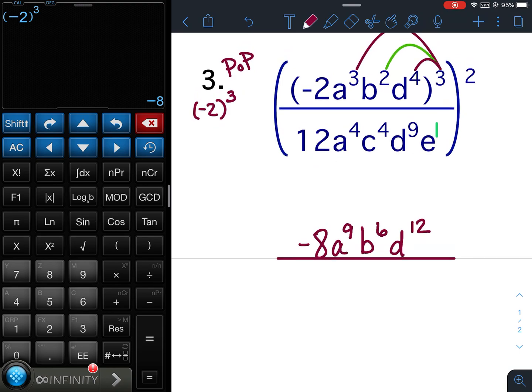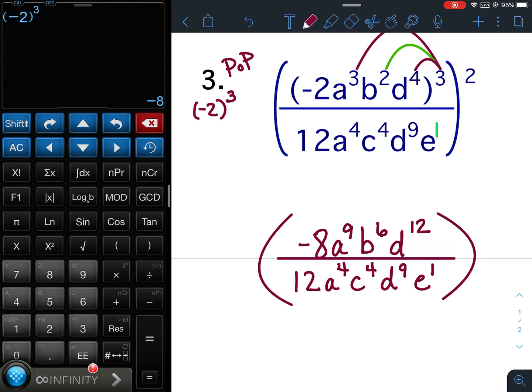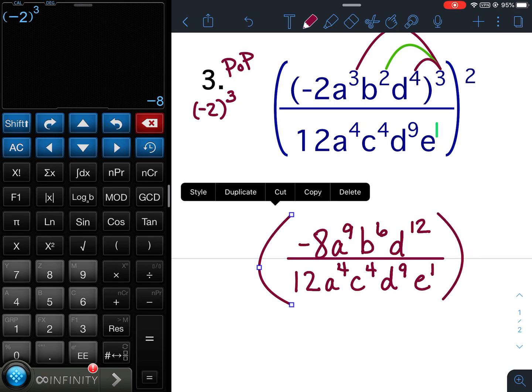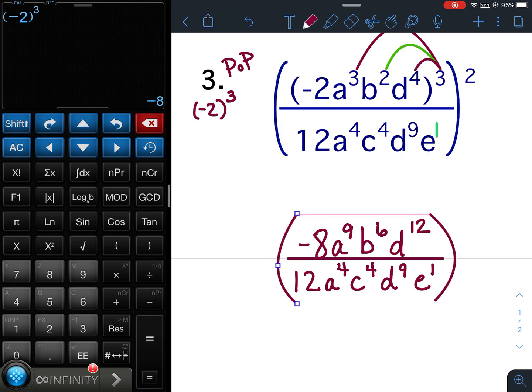Now the bottom, there was nothing to do with the bottom, so I just bring everything down. So it's going to be 12, a to the 4th, c to the 4th, d to the 9th, and e to the 1st. And all of that is in parentheses. Make these a little bit shorter. And everything is to the second power.